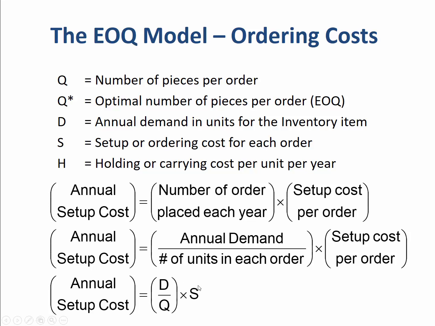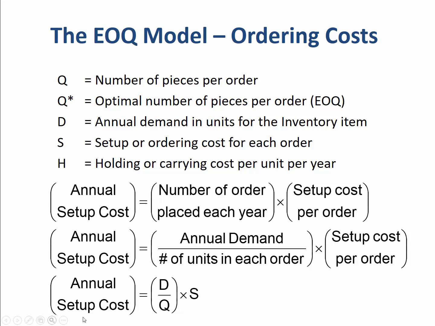It's called S, so that's something that would be given. So let's say $10 per order. That's how much it costs. But as far as the number of orders, the way we're going to determine that is by looking at the annual demand and dividing by the size of each order. So let's say annual demand is 1,000 and you order in lot sizes of 100, then 1,000 divided by 100, you're going to order 10 times in a year. That's the number of orders, D divided by Q.